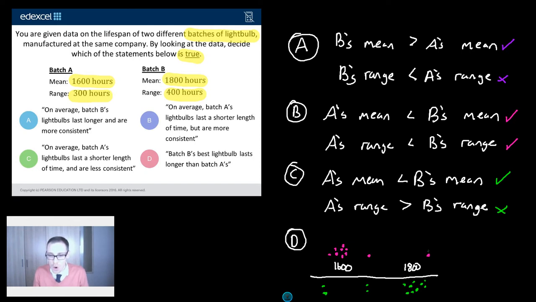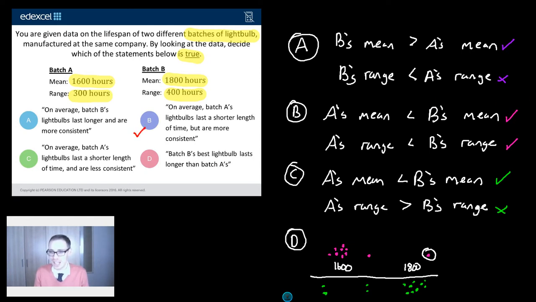However, there is no guarantee that this strongest performing light bulb happens to come from batch B. It could quite easily come from batch A. So there's no guarantee that D is definitely true. Therefore, our only one that's true that we know for certain is B. So that's why B is going to be the right answer.